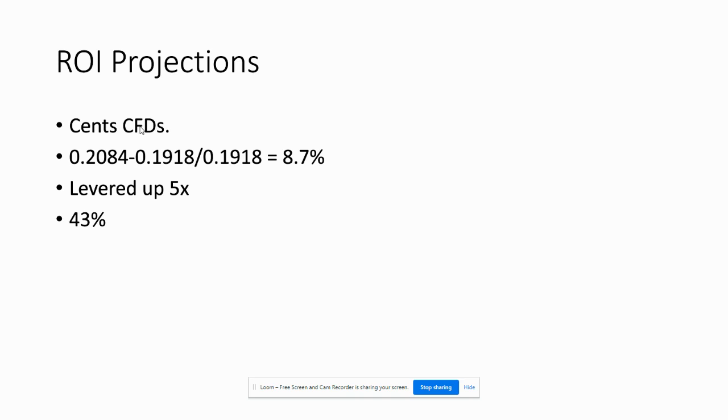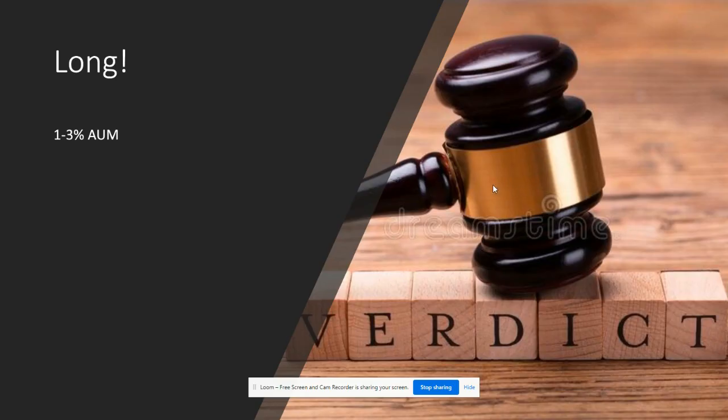ROI projections. This is one where I will be using leverage in the eToro fund. Cents are what we're quoting, and we're talking contracts for difference. So 20.84 is our target price, and 19.18 is our average price of entry. If we work out the profit margin there, should that trade be successful, you're looking at about 8.7%, and I'll be using some leverage to gear up the return to 43%. That's basically a year from here, so our IRR would be, I'm hoping and expecting, somewhere in the vicinity of 43%, which is obviously very, very good. So the verdict, as you can tell, is I am long the commodity.